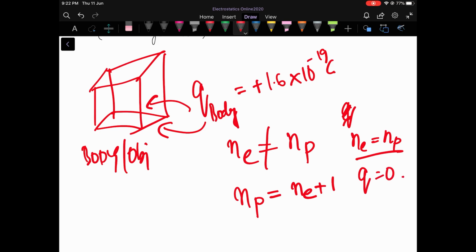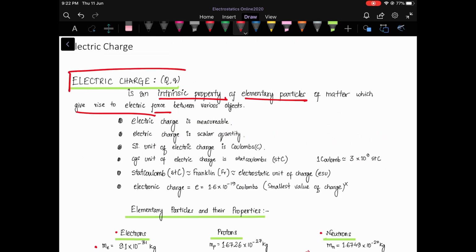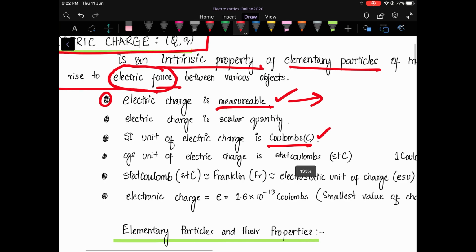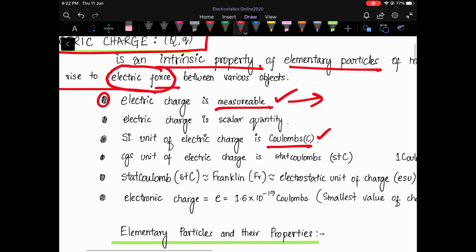So to wrap up, we need a property called electric charge, without which we cannot explain a force called electric force. This charge is measurable in the units we call coulombs. This charge has two natures, positive nature and negative nature, which are opposite to each other. And hence we have to say that it is a scalar quantity. Charge does not have direction.